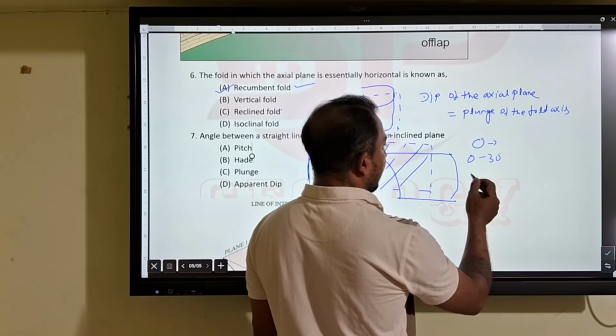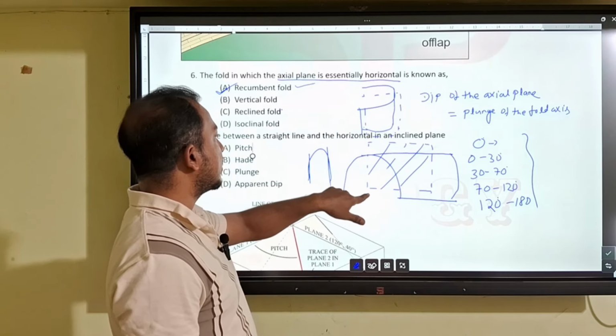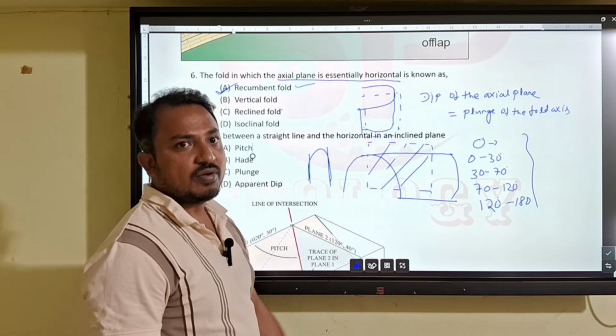So according to the question, where the axial plane is essentially horizontal, it is called recumbent fold. In vertical fold, the axial plane is vertical, and this is also an upright fold, where the axial plane is also vertical.